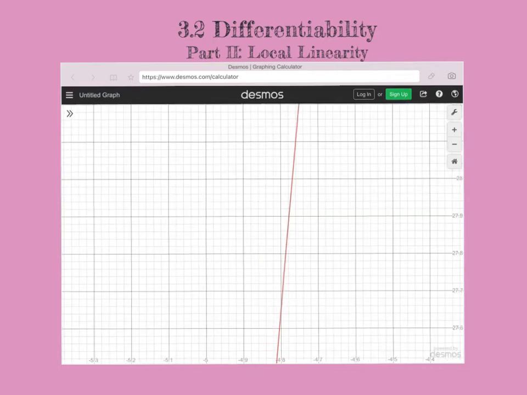Welcome to 3.2 Differentiability, where we will continue in part 2 and focus on a concept called local linearity. Again, linearity is just a fancy math word to describe linear, something that makes a line, a function that makes a line, and local just means like zooming in.